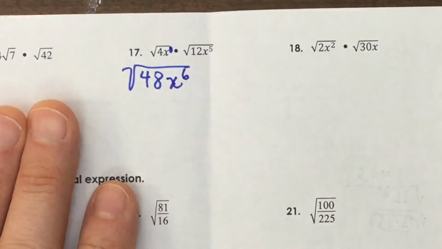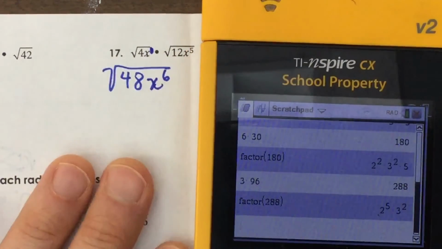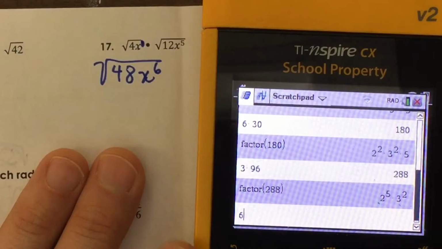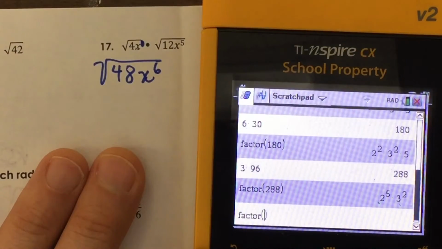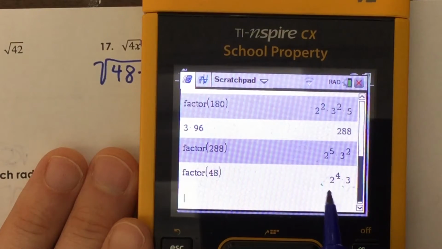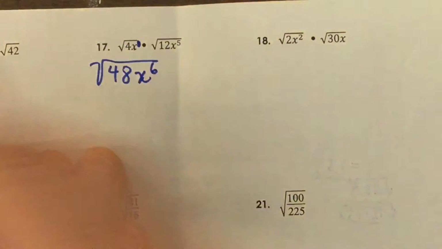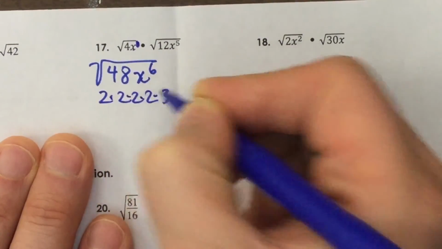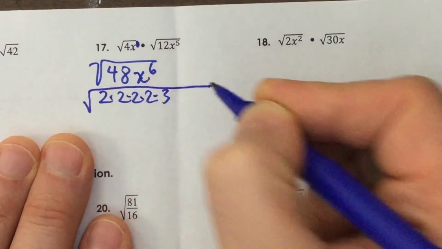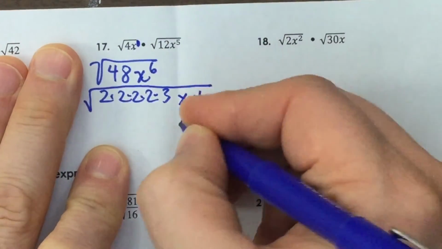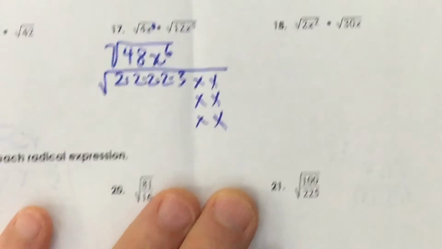Okay? Now I'm going to get the factors of 48 in my calculator. 48: I have to write the number 2 down 4 times in a row, and then I have a 3 on the end. Okay, let's do that. So I have the square root of all that, and I also have x written 6 times. 1, 2, 3, 4, 5, 6. That's all inside the radical.